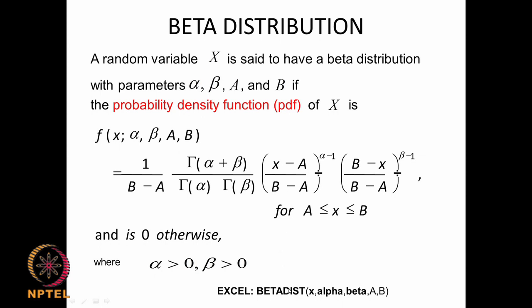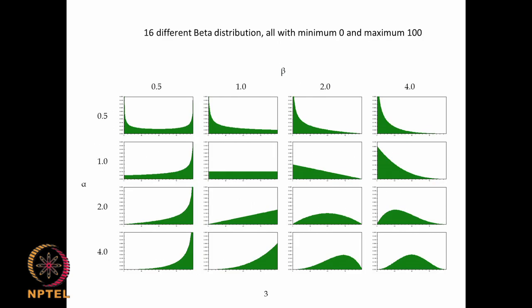Of course, Excel also has a BETA.DIST function, as you can see: BETA.DIST x, alpha, beta, a, b. These are the 4 parameters. So, it calculates and lets you know what the probability density function is. Beta distribution is very important. We can get different types of shapes of graphs using different values of alpha and beta. That is the main advantage, especially if you are a modeling and simulation person, and if you want to generate different types of graphs, then this particular function is very useful.